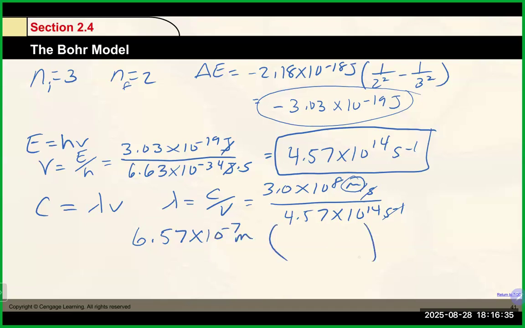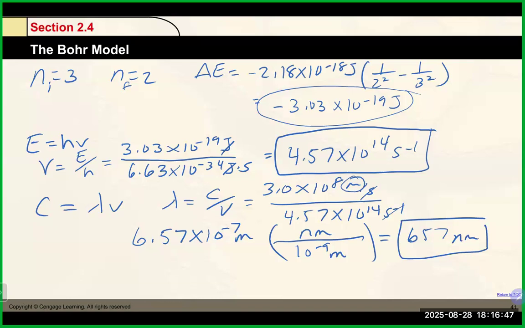Once again, converting that into nanometers, 10 to the minus 9 meters in a nanometer. Going to give us 657 nanometers, a little orangey red action happening perhaps at that point. Any questions on any of those calculations?